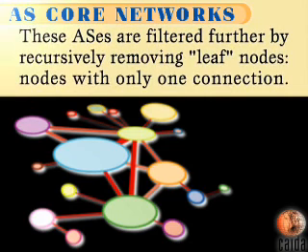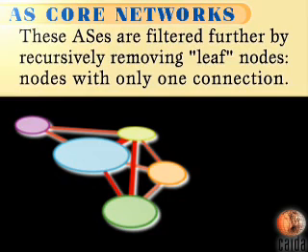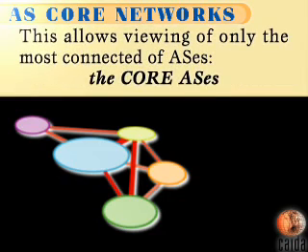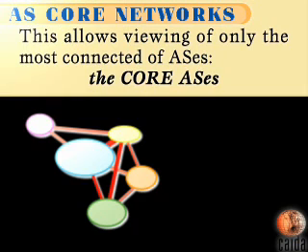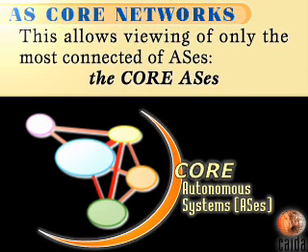These ASs are filtered further by recursively removing leaf nodes, nodes with only one connection. This leaves about 1,500 ASs, representing the most richly connected ISPs in the dataset, or what we define as the core ASs.